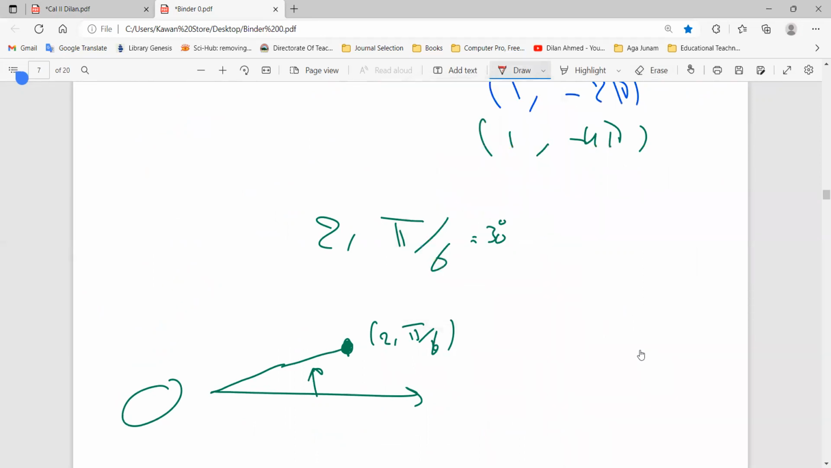But you have a friend who is always against you, there are some friends like that. So she or he says what? No, we can say 2 and also minus 11 pi over 6. What do you mean by minus 11 pi over 6? Let me check. So are you right or not?